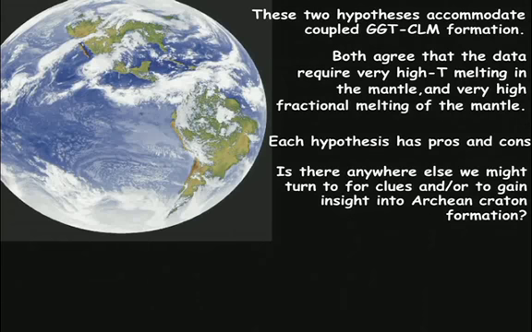And so I want to say we've got to start somewhere. I'm going to start with the same assumption that we're having coupled formation of the granite-greenstone terrains and their roots. And I'm going to defer to the petrologists and say that in order to do this, we have required very high temperature melting in the mantle and very high fractional melting.